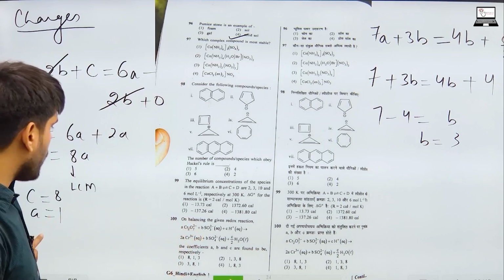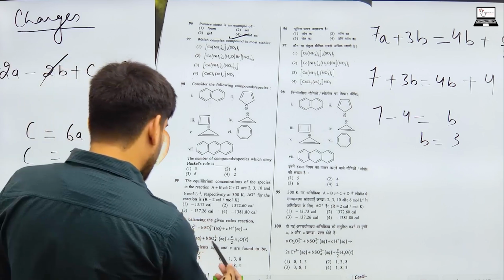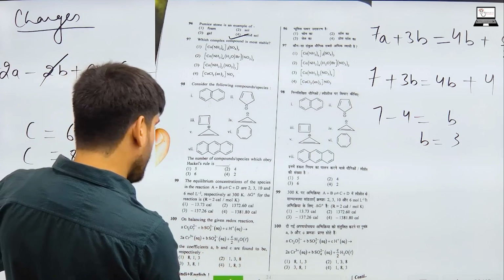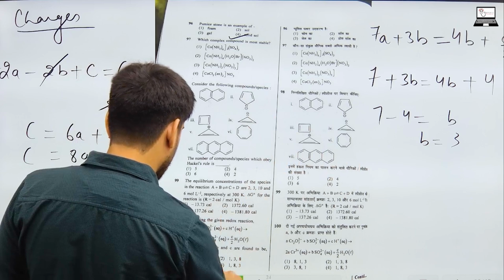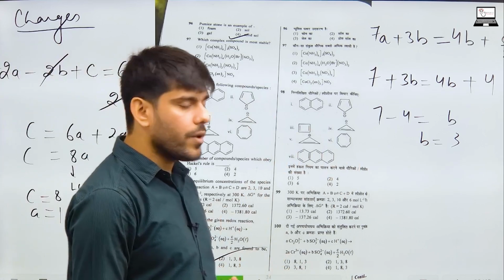A comes out to be 1, b comes out to be 3, and c comes out to be 8. So a, b and c are 1, 3 and 8. Second is the right answer. So I hope you have understood all the questions.